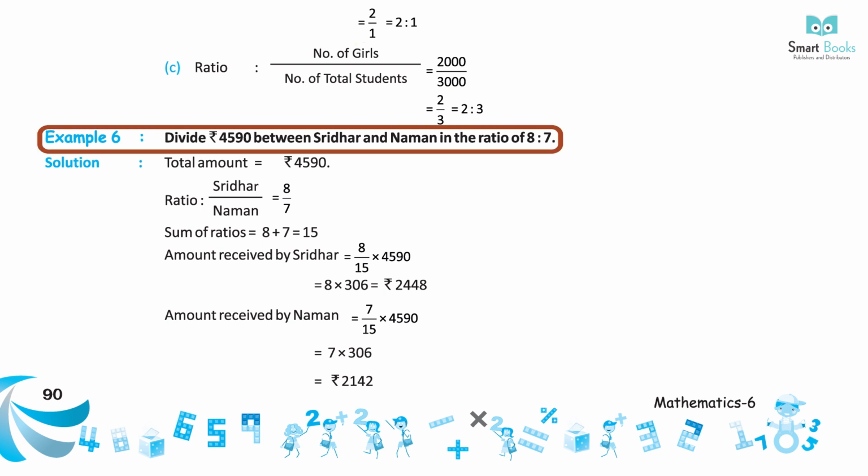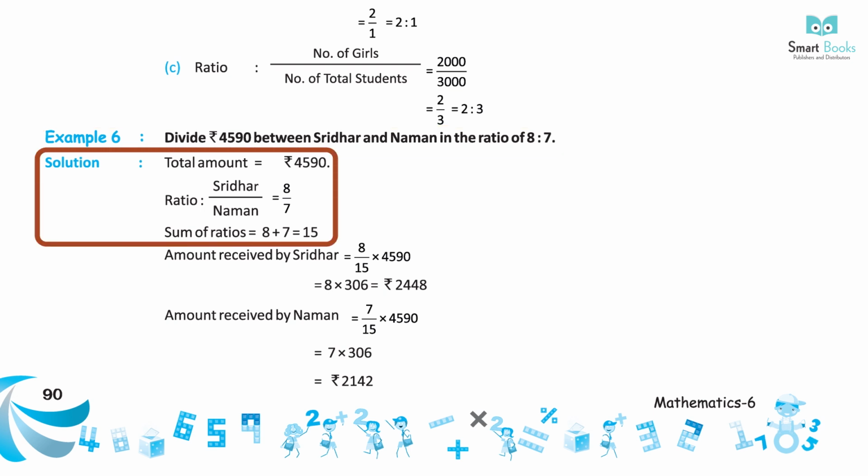Example 6. Divide rupees 4,590 between Sridhar and Naman in the ratio of 8:7. Solution. Total amount is equal to rupees 4,590. Ratio Sridhar upon Naman equals 8 upon 7.